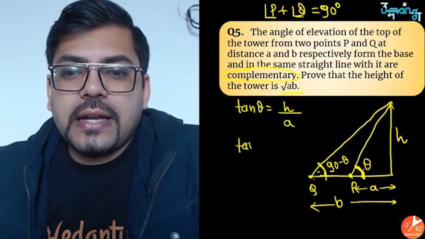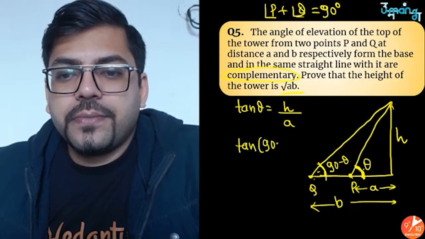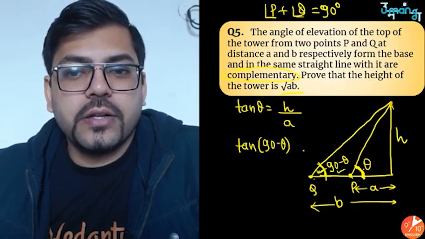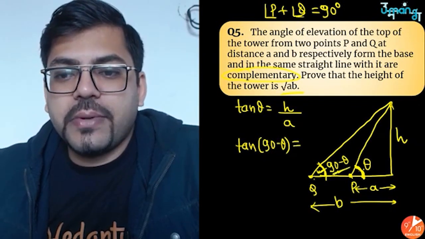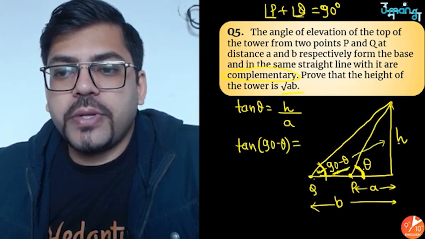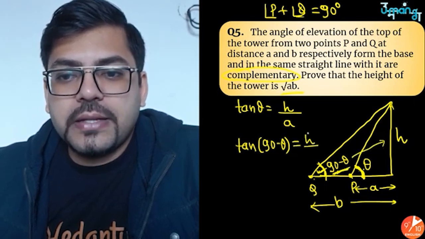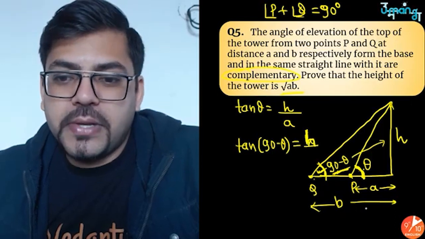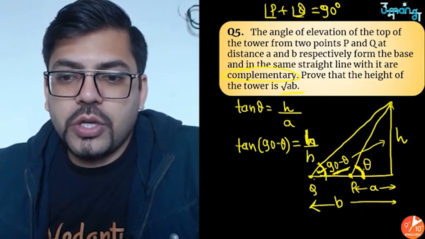Now I'll write tan 90 minus theta. Tan 90 minus theta means what? I'm taking this angle, 90 minus theta. Here the perpendicular is still going to be the same, h. But this time the base is going to be b.